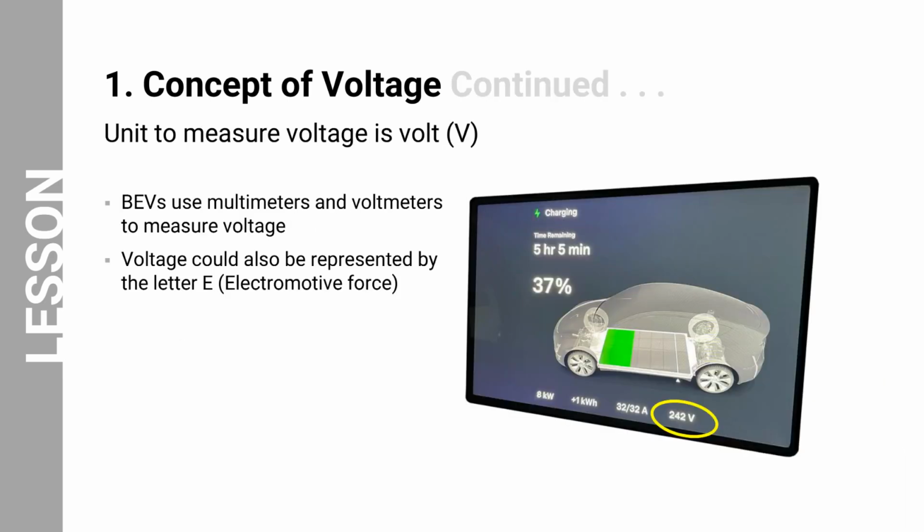Voltage is measured in volts using the V symbol. BEVs use multimeters and voltmeters to measure voltage accurately. In this image, the BEV is being charged and the voltage is 242 volts. Voltage represents work per unit charge, which measures the force that pushes electric charges through a circuit. Voltage could also be represented by the letter E, which stands for electromotive force. Voltage is critical as it determines the amount of electrical energy available to power the vehicle's components, including the motor and battery.